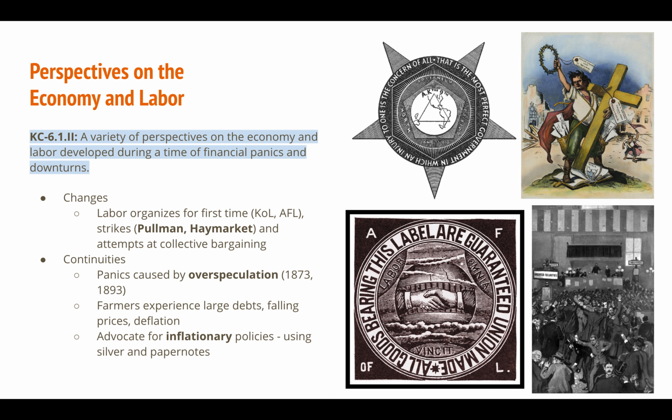And we have some continuities here in the economy as well. We continue to experience panics, and a lot of them are being caused by overspeculation. Earlier in the century, they were being caused by overspeculation of land. Now they're starting to be caused by overspeculation of stocks on companies like railroad companies. Farmers continue to experience large debts. They are subject to the prices of the crops that they grow, and they are advocating for inflationary policy. So they want the use of greenbacks or the coinage of silver to make their debt a lot easier to pay.